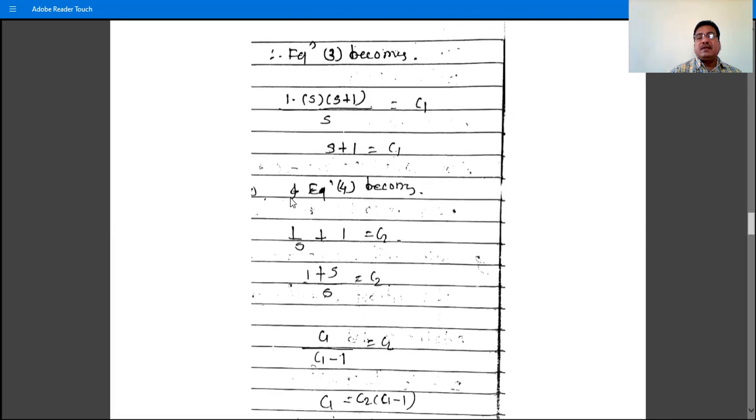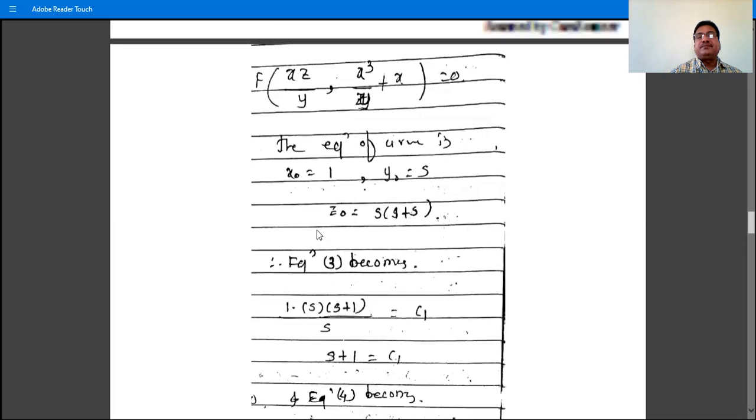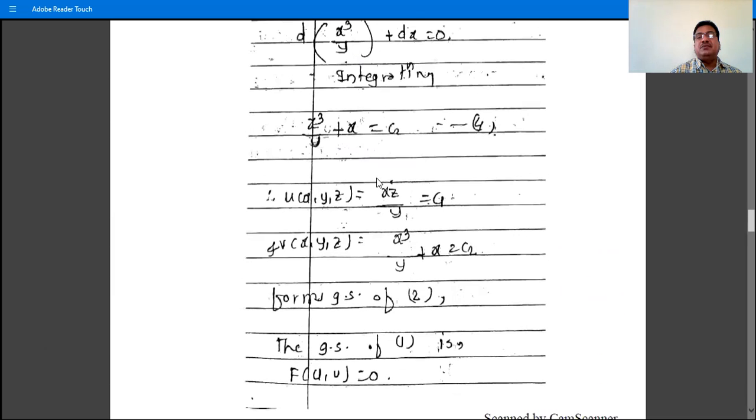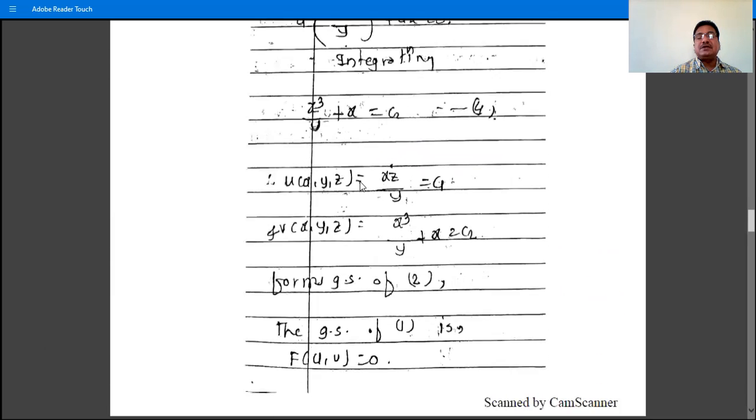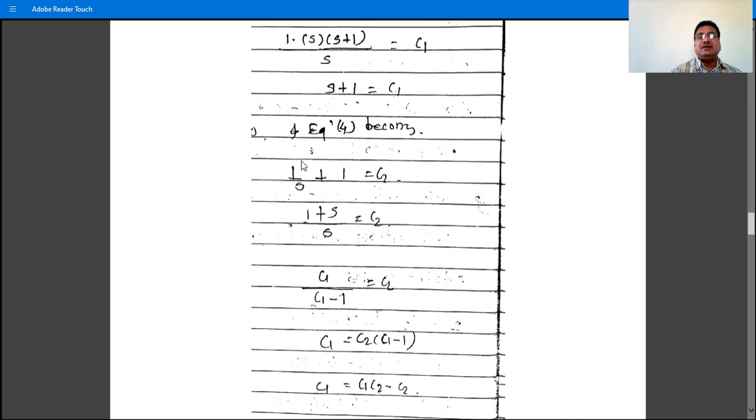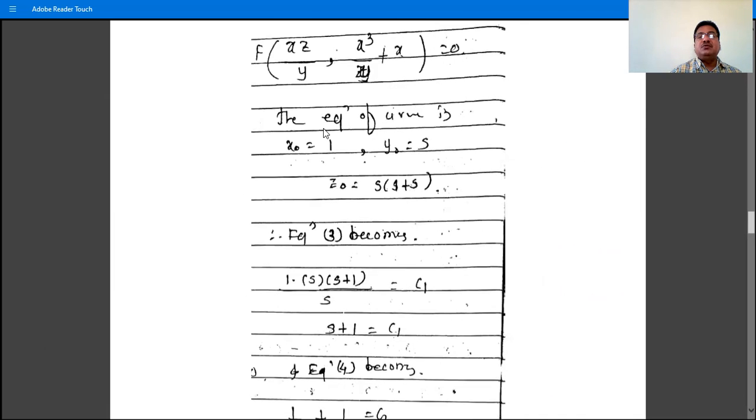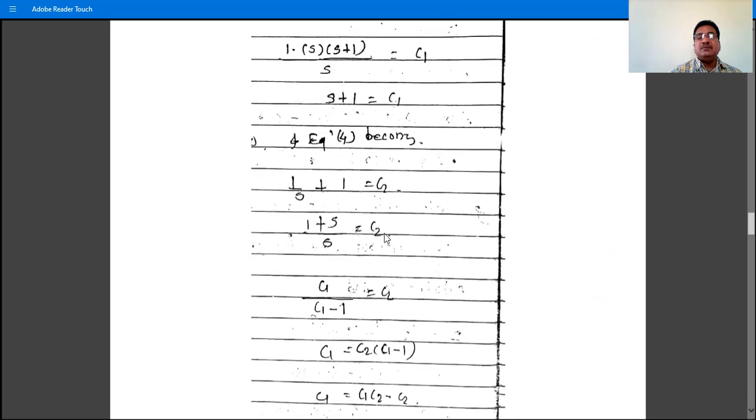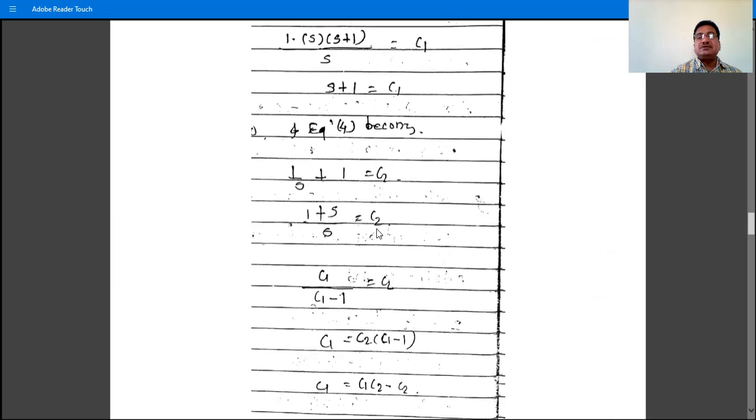So we have this, and equation 4 becomes, after substituting these values, what? Equation 4 is x cube by y plus x is equal to C2. So x cube by y, x is 1, so 1 cube is 1 by s plus 1 is equal to C2. So 1 plus s by s is equal to C2.